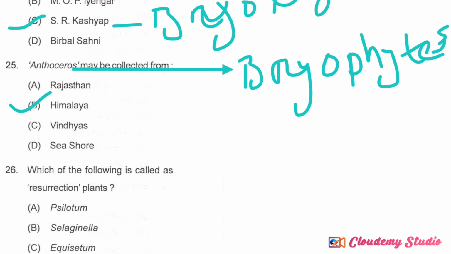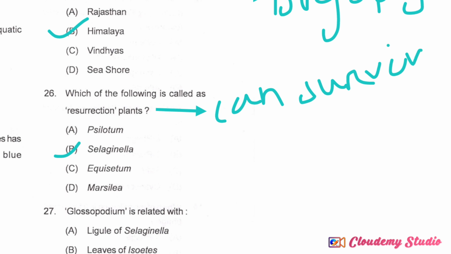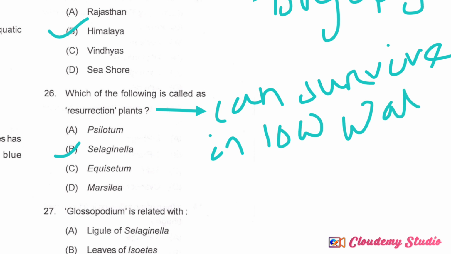Which of the following is called a resurrection plant? The resurrection plant is known as Selaginella. The resurrection plant has the following characteristic: it can survive in low water content.